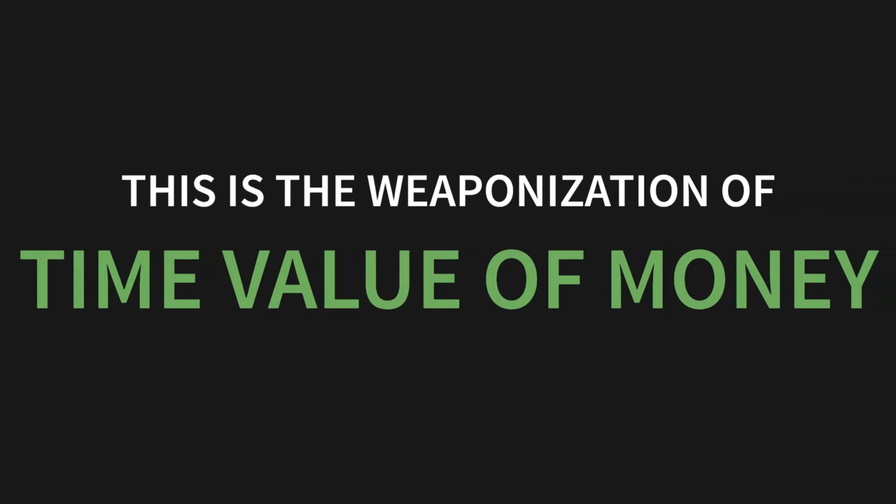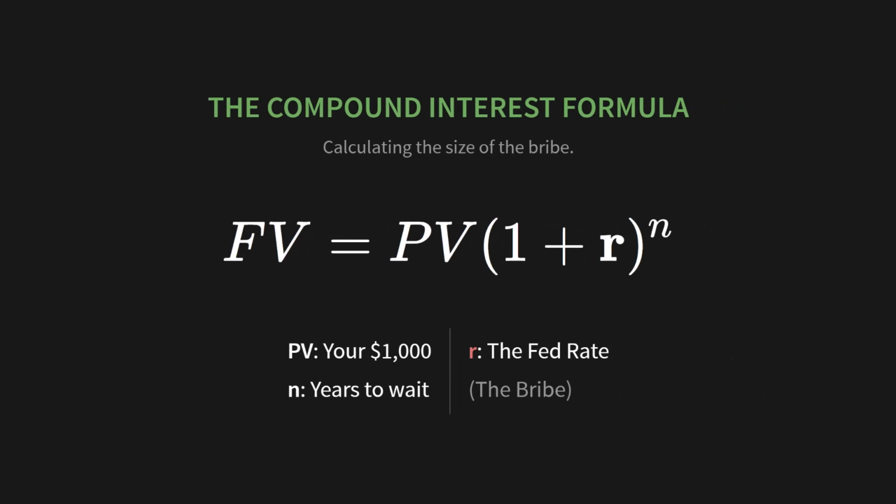This is the weaponization of the time value of money. It's all based on a very famous formula, the compound interest formula. This is how they calculate the precise size of the bribe. As you can see on the screen, future value, or FV, equals present value, PV, times 1 plus R to the power of N. In our case, PV is your $1,000, N is the number of years you wait, and R, well, R is the Fed rate.